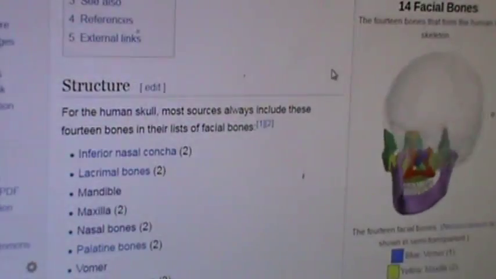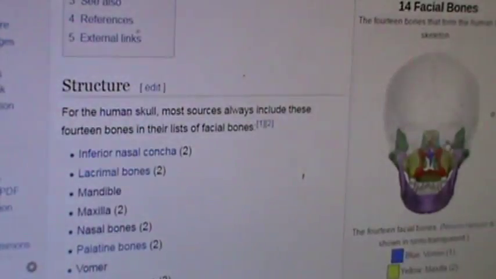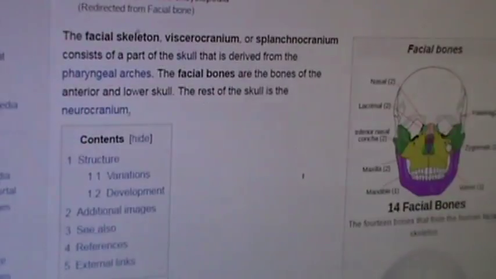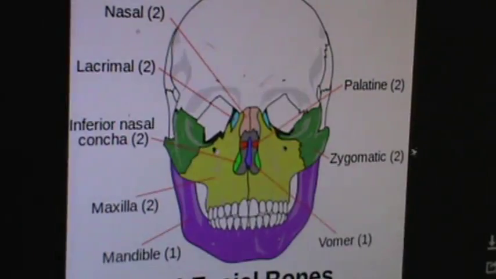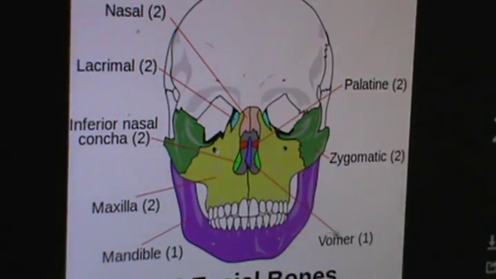Here's a summary of them. The 14 facial bones. I think I walked through this already, truth be told, but it's good to revisit. Vomer, yeah, was +1. Mandible divides by 3. Maxilla divides by 3.